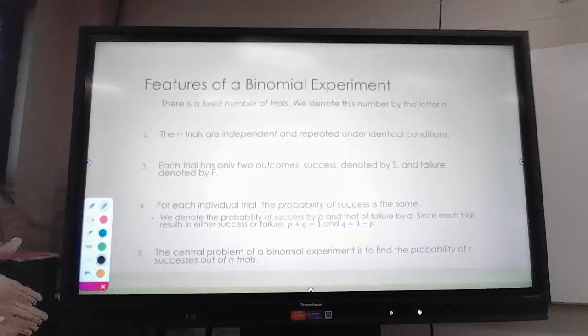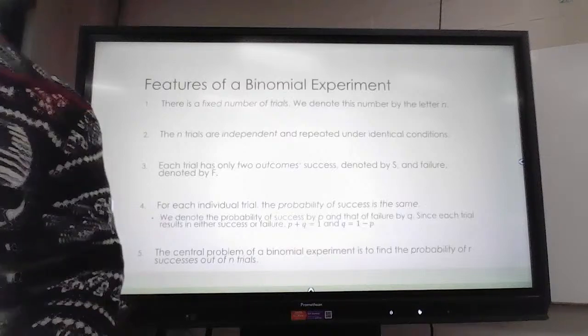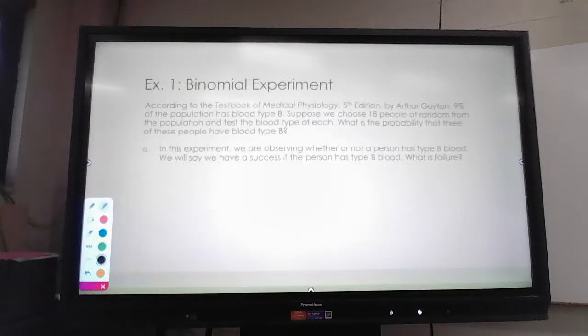In the example that we were given, the example says to find the probability that a success is done on 3 out of 100. So in that case, 3 would be r, and 100 would be n. So here's an example. According to the textbook of Medical Physiology, 5th edition by Arthur Guyton, 9% of the population has blood type B. Suppose we choose 18 people at random from this population and test the blood type of each. What is the probability that 3 of these people have blood type B?